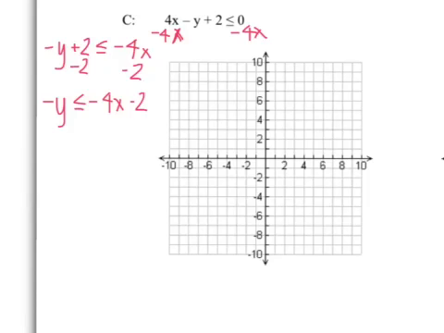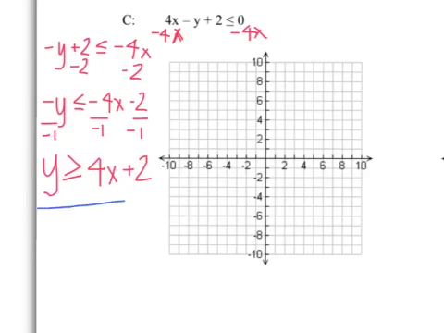Then we still have to get rid of that negative, so we must divide by negative 1 everywhere. So we have y. Since we divided by a negative, we need to flip our sign. So that goes this way. Then negative 4 divided by negative 1 is a positive 4, and negative 2 divided by negative 1 gives us a positive 2. So we end up with this as our inequality that needs to be graphed, not equation, I'm sorry.